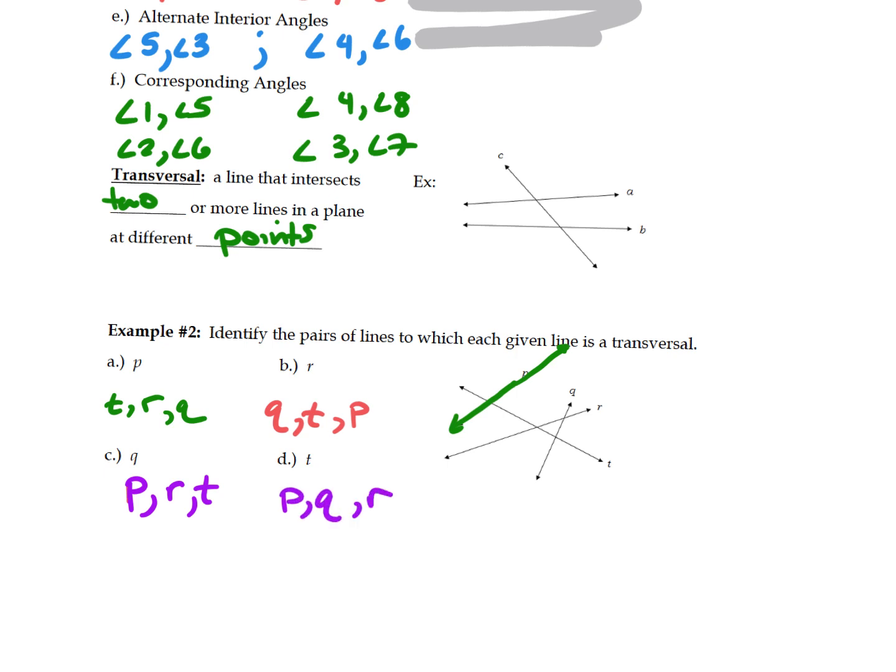Now, if they start to be parallel and things like that, then it doesn't have to intersect all the other ones in some diagram, but in this one, it looks like all of them.